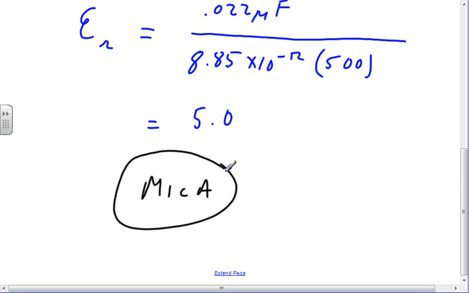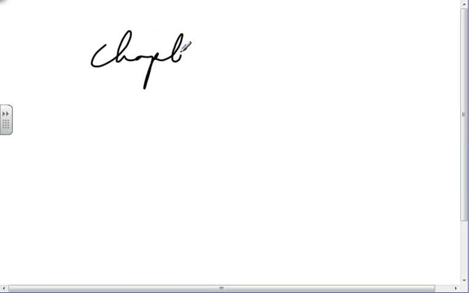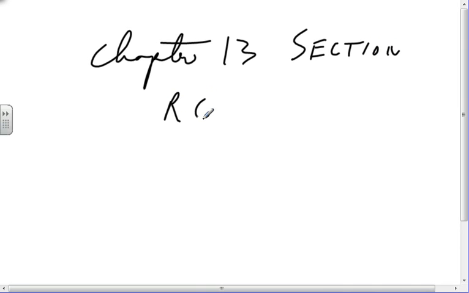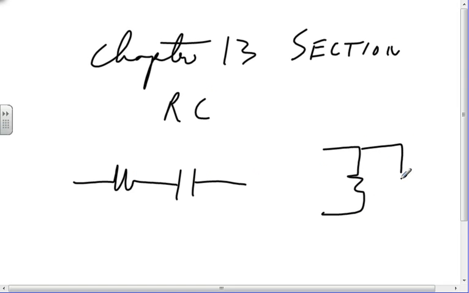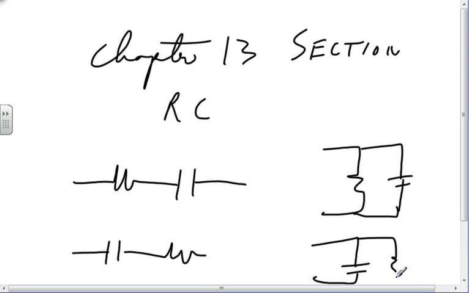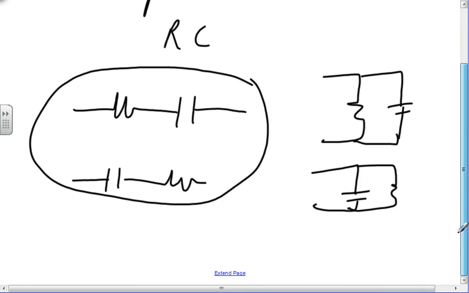Okay, moving on to section 13.1, because the syllabus says we have to do 13.1 today too. So we're going to have chapter 13, section 1, and we're going to have RC circuits, which means I'm going to have a resistor and a capacitor, or a capacitor and a resistor. I could have any of those things. Except 13.1 only has to do with the series guys, so we only have to worry about them.